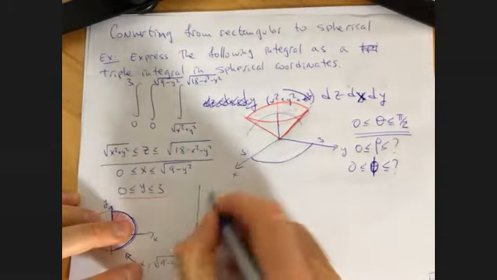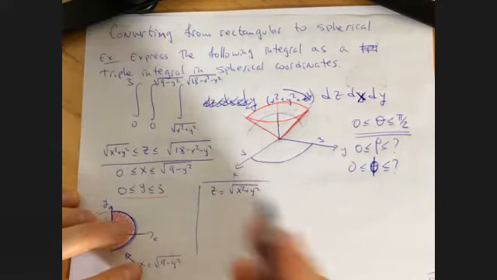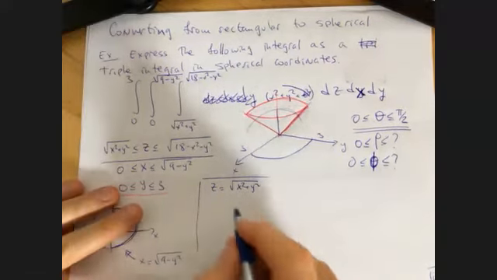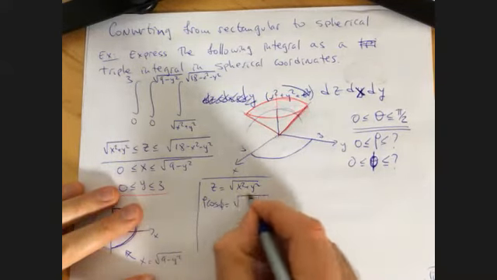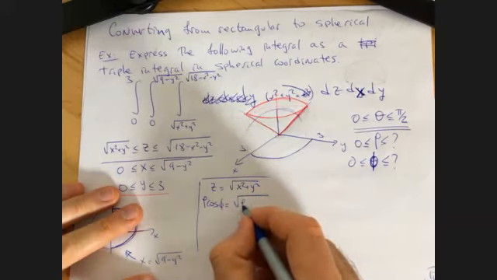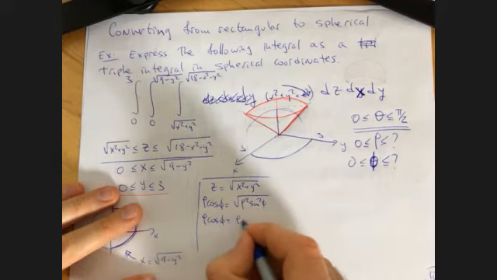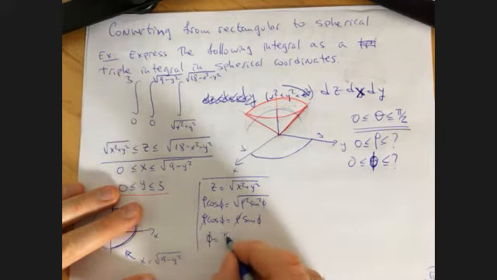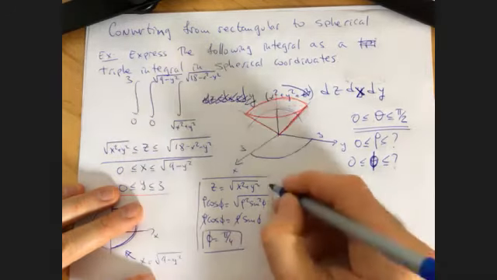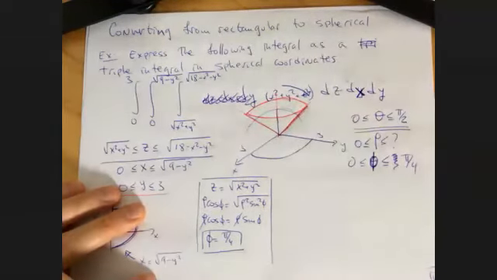So z is equal to the square root of x squared plus y squared. This is an exercise that we have already done. z is rho cosine phi, and the square root of x squared plus y squared is rho sine phi. So rho cosine phi is equal to rho sine phi. Cancel rho, and obviously the angle where cosine and sine are the same is pi over 4. So phi is bounded above by pi over 4.